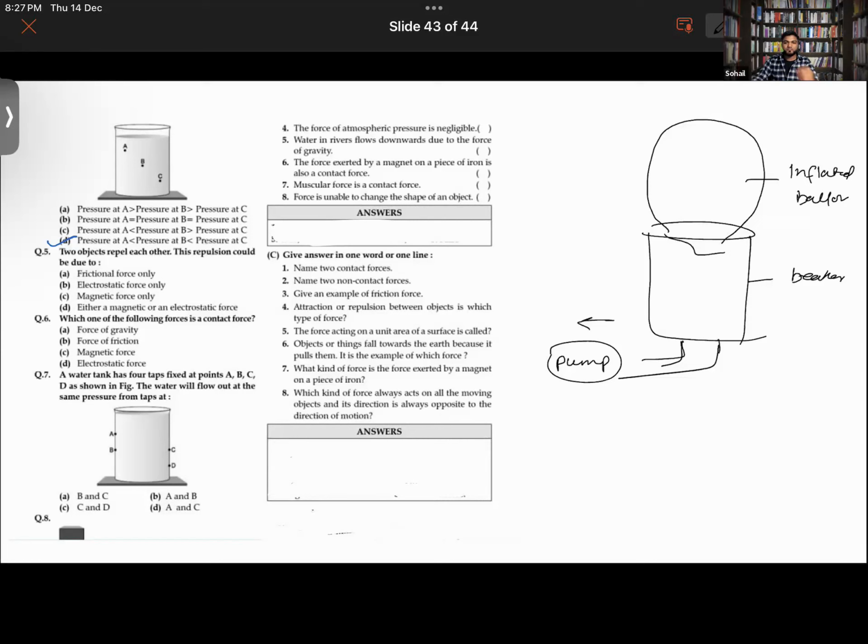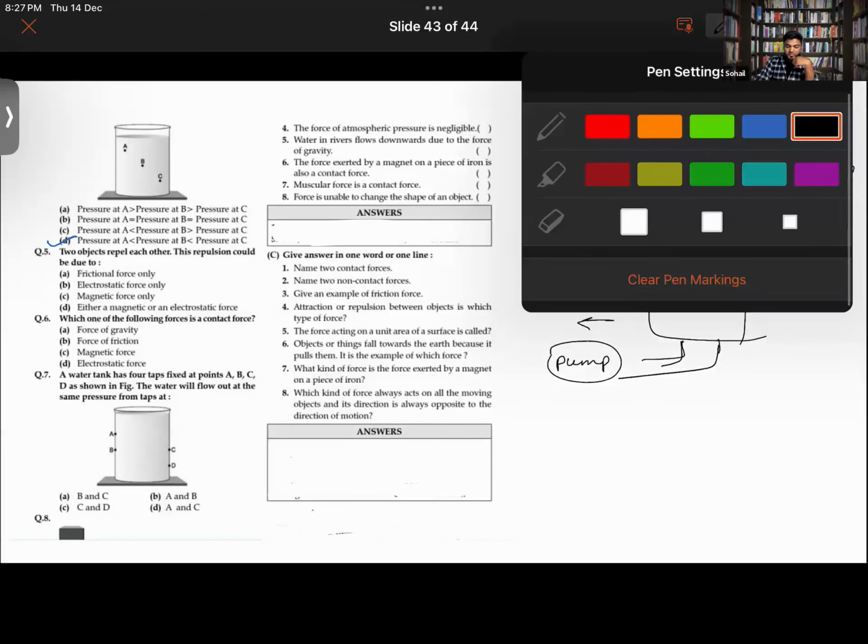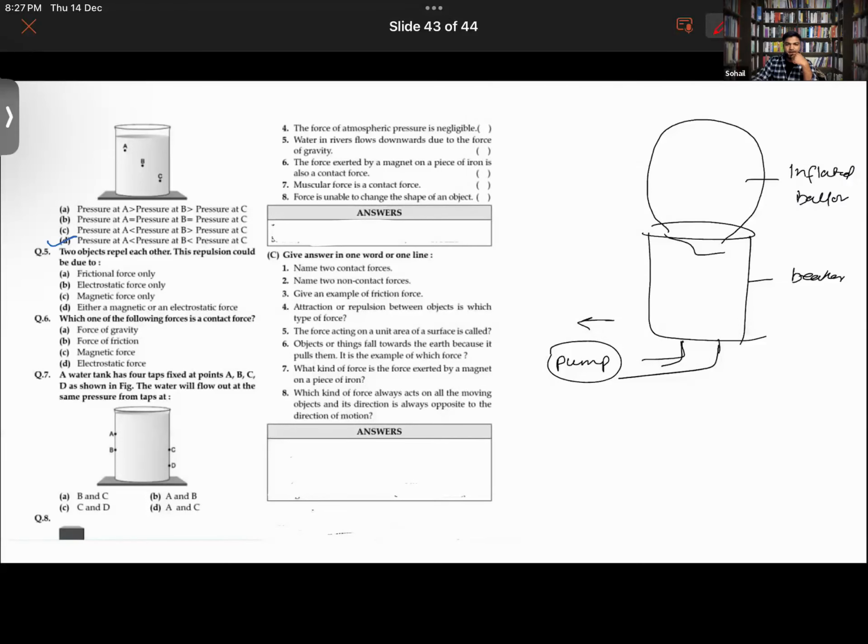It will puff since there is no pressure in the beaker. Atmospheric pressure will crush it. Exactly. So eventually the balloon will explode, right? Good. Okay.